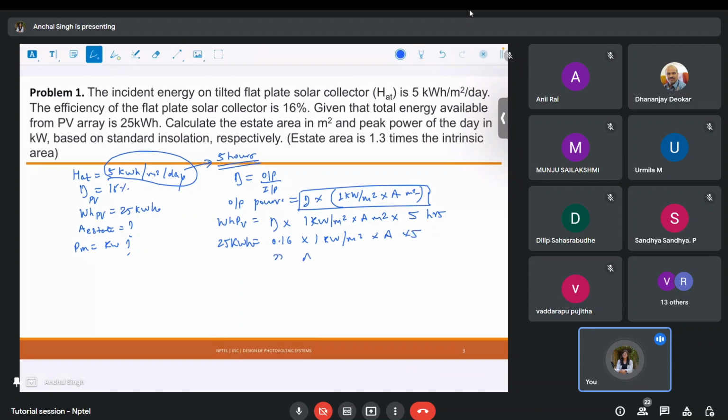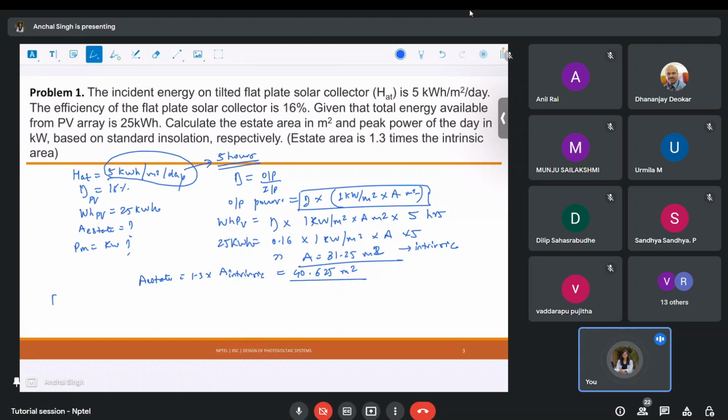This will give us A as 31.25 meter square. This is our intrinsic area, right? Now we know that the estate area is 1.3 times A intrinsic, because we need more area, 30% more area for maintenance, cleaning, installation, etc. So the answer is 40.625 meters square.